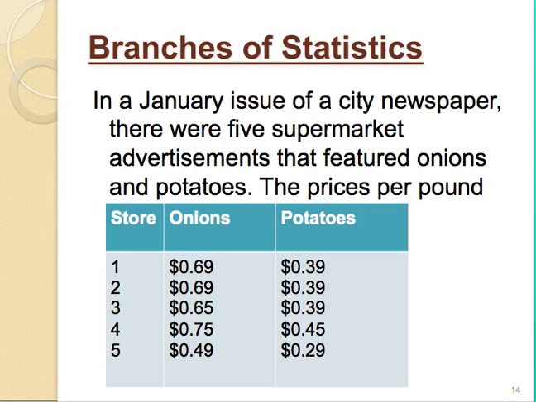Now, in a January issue of a city newspaper, there are 5 supermarket advertisements that feature onions and potatoes. The price is per pound. So we have 5 stores, store 1, 2, 3, 4, 5. In store 1, the onions cost 69 cents, while the potatoes cost 39 cents, etc. Okay, so that was the advertisement in the newspaper.